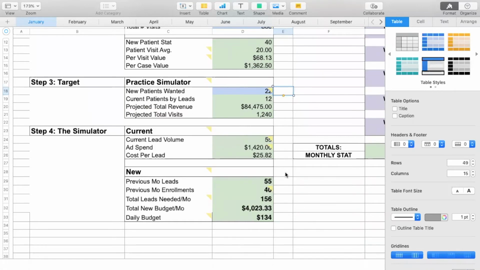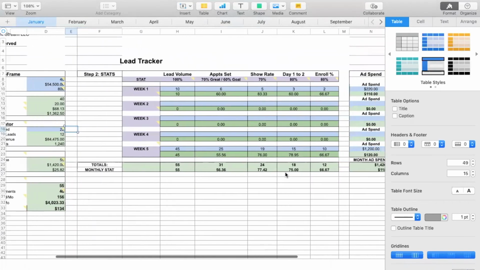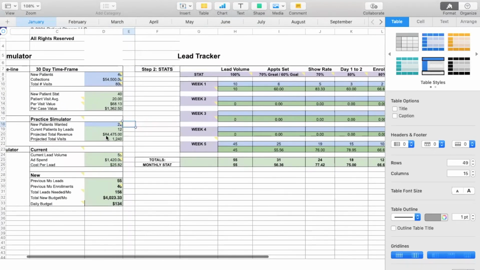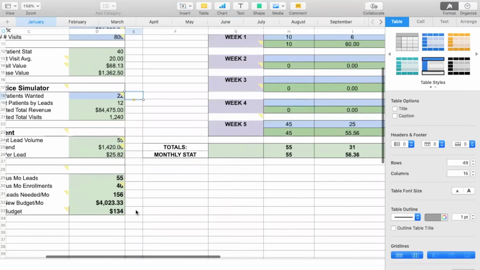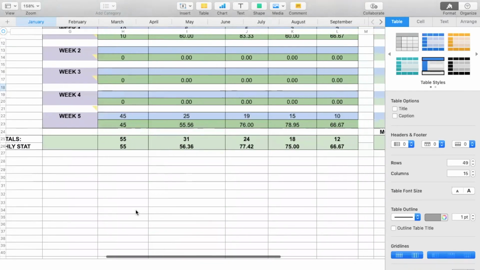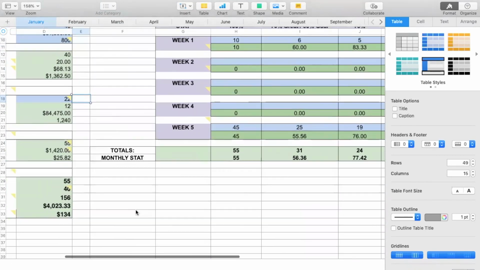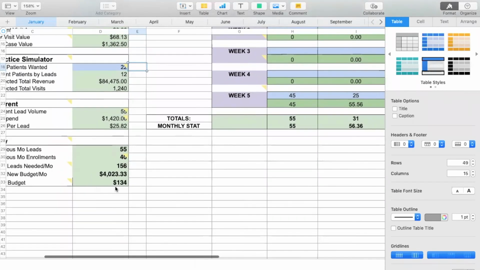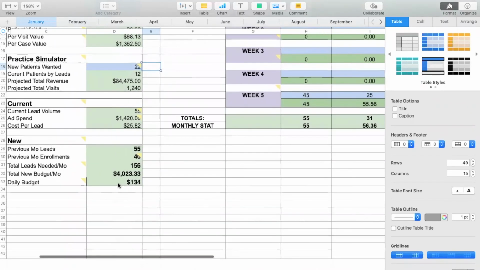So in this month, we spent $1,420 and we got a result of 12 patients. If we want to hit this $84,475 a month, instead of $1,400, we're going to need to spend $4,000, or $134 a day based on our current numbers. And this is why we track them every single week, to get us to that goal.